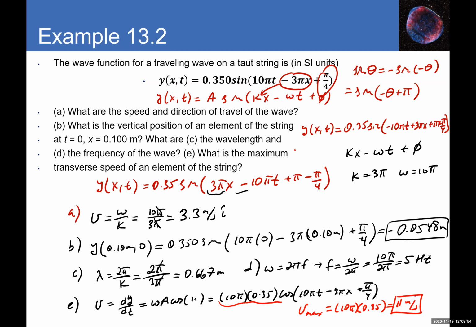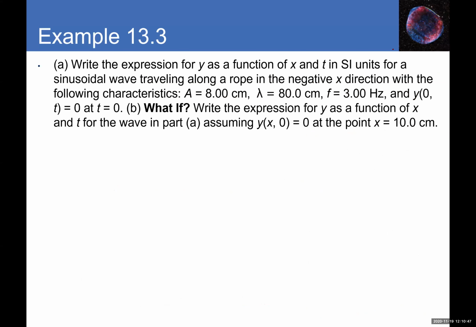All right, going to the next example. Here we have: write the expression for y as a function of x and t in SI units for a sinusoidal wave traveling along the rope in the negative x direction with the following characteristics. Amplitude is 8 centimeters, wavelength is 80 centimeters, frequency 3 hertz, and y at x equals 0 and t equals 0 is 0. So basically that's what we're given. So let's do that part.